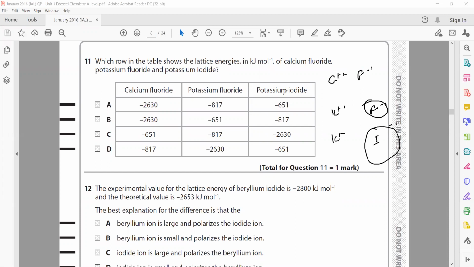So here the highest one should be calcium fluoride. Why? Because the greater charge is there and small size ions. So calcium fluoride will be the highest, and potassium iodide will be the lowest. Why? Because the size of the iodide ion is greater, so less attraction, smaller lattice energy, so this should be low, and potassium fluoride will be moderate in between. So which value is the highest? This is the highest, lowest and moderate, so that's why A is the right answer.